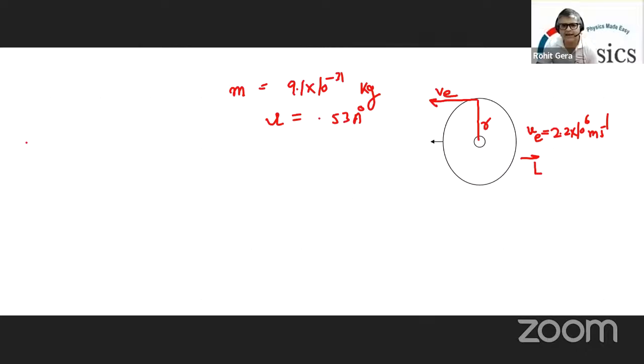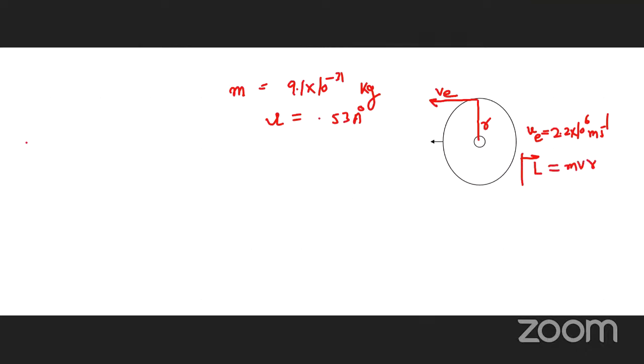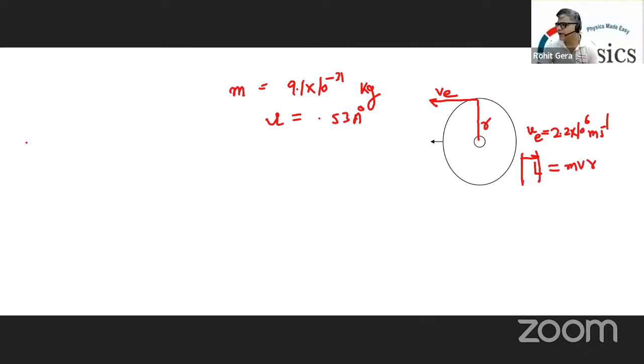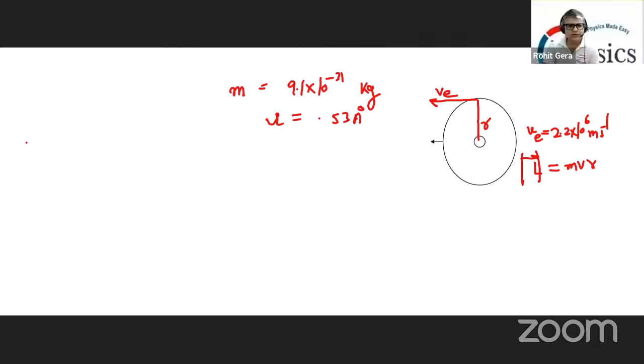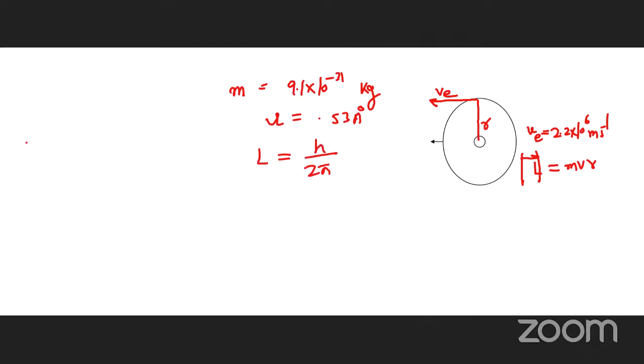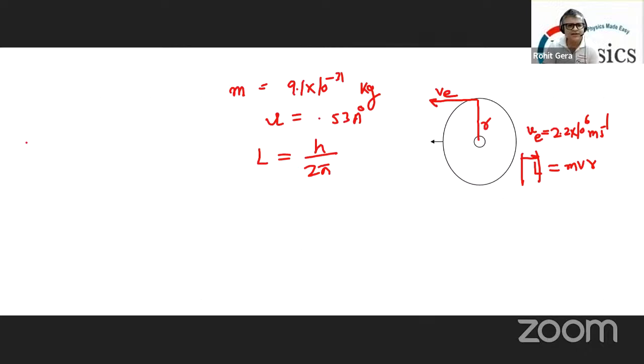So you have to find L first, equal to mvr. Sine 90 is 1, so it will come out. Now you have to use 9.1 into 10 raised to power minus 31. You have to show that the L which you get is the same as h by 2 pi. So this postulate, that the angular momentum of the electron is h by 2 pi, we have studied in chemistry.